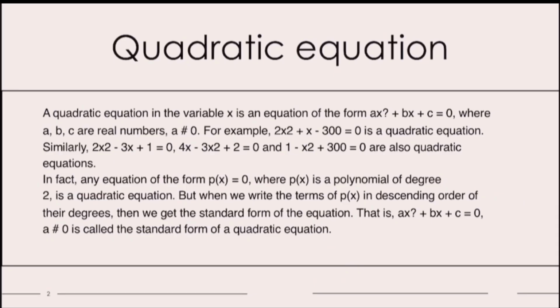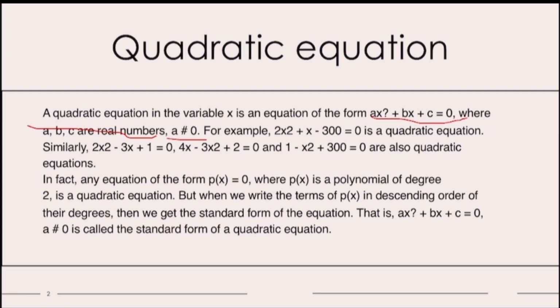So let us know what's a quadratic equation. A quadratic equation in the variable x is an equation of the form ax squared plus bx plus c is equal to 0, where a, b and c are real numbers and a not equal to 0.